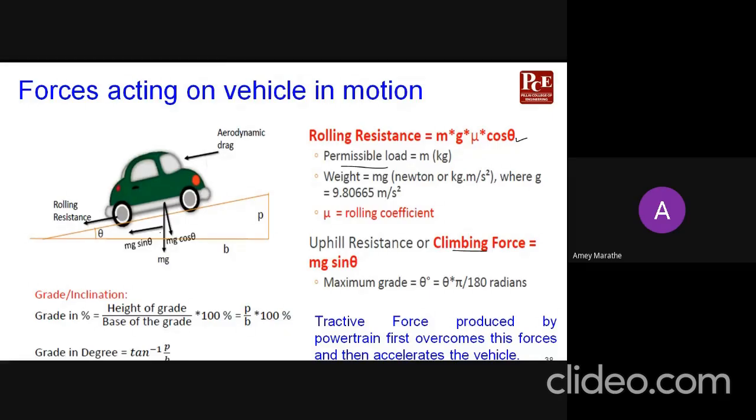You see this component. Okay, so if I want to go on this gradient, if you want my vehicle to move in forward direction, I will have to overcome this mg sine theta, because that is what is resisting. So I will have to calculate it. And this is the maximum grade. Okay, so this theta, you see how you can convert it into radians. I will simply multiply by pi by 180, so I will convert it into radians.